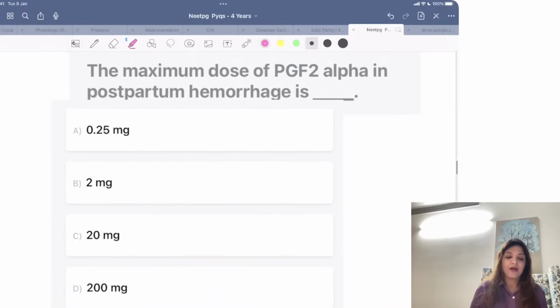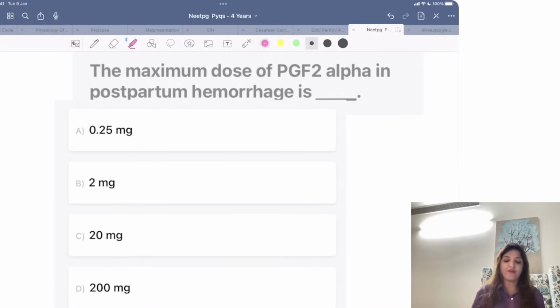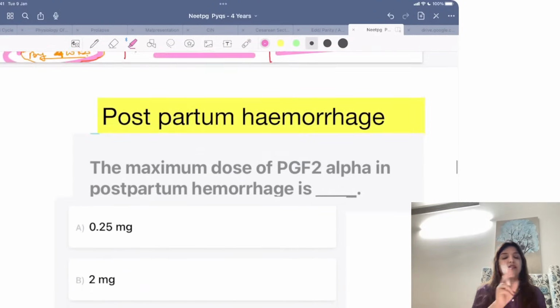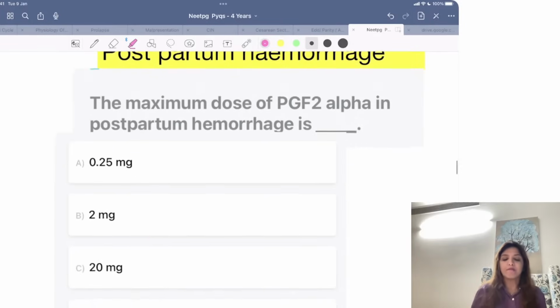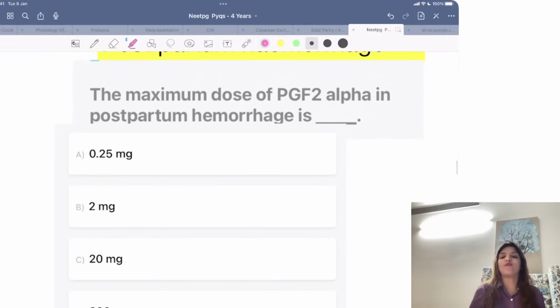Then, maximum dose of PGF2 alpha. These were the questions which they had asked on puerperium. Coming to questions which were asked on PPH in the previous few years: maximum dose of PGF2 alpha in PPH.